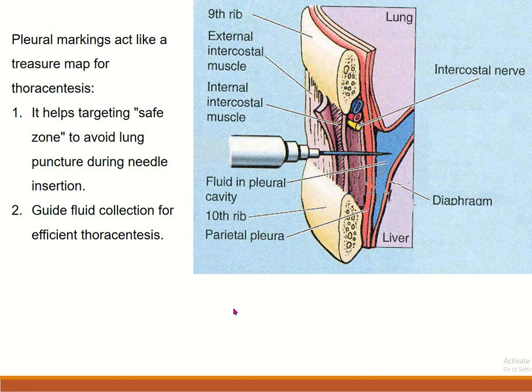Pleural surface marking acts like a treasure map for thoracentesis. It helps in targeting the safe zone to avoid lung puncture during needle insertion and guides fluid collection for efficient thoracentesis.